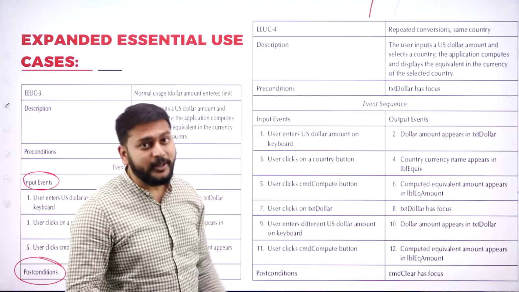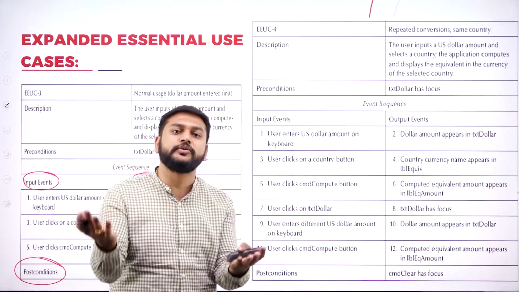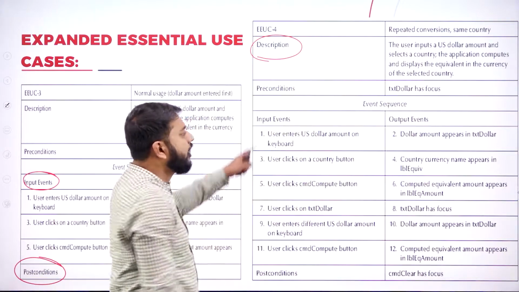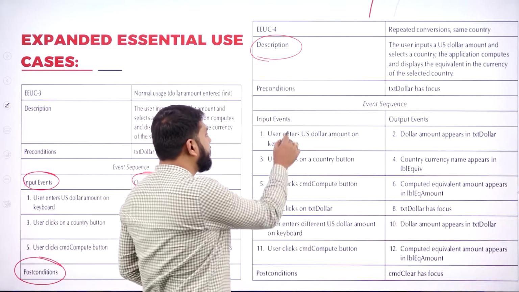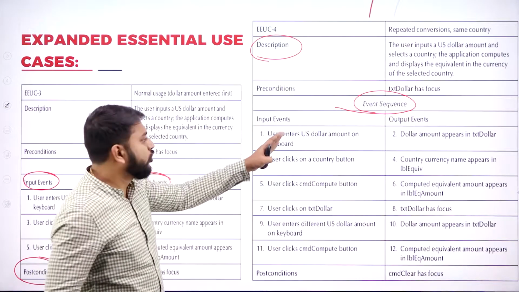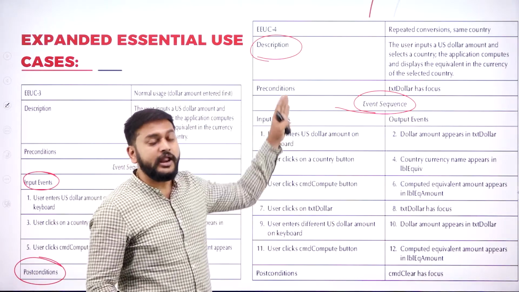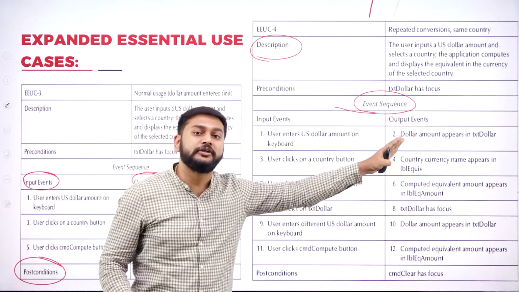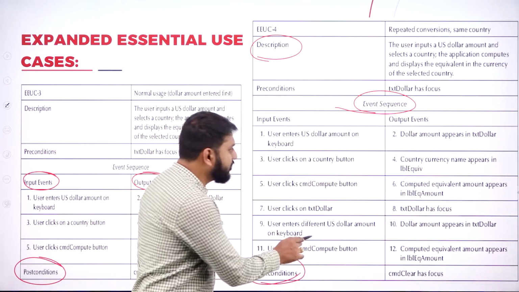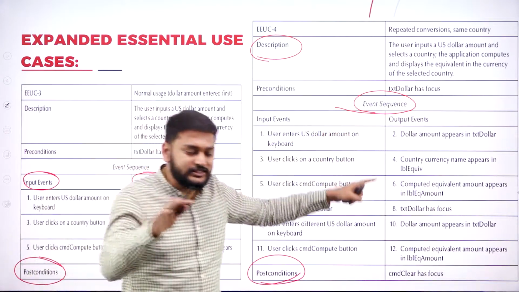Even for repeated conversion, the same thing will happen. You will have the description, what exactly this function is doing, and also what is the precondition, and then you will have the event sequence. In the event sequence, obviously you will observe the input event and what is the output event for that respective input, and also you will be able to observe the post condition of this particular system function.